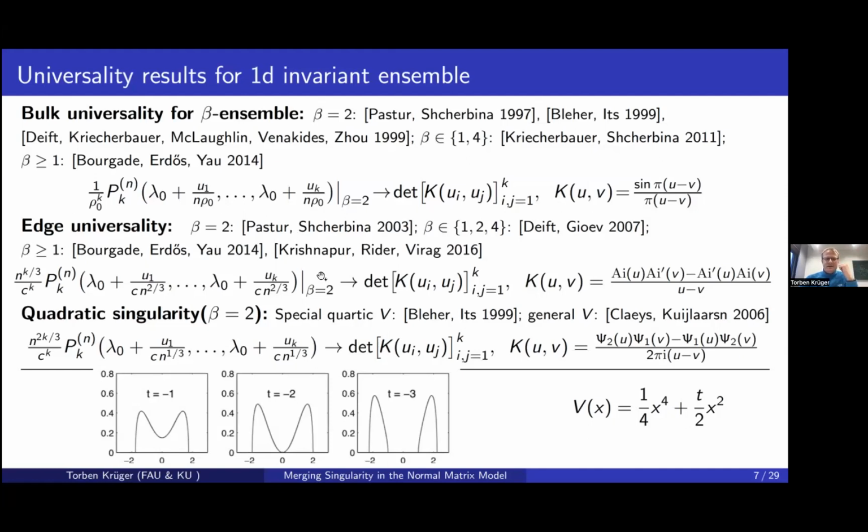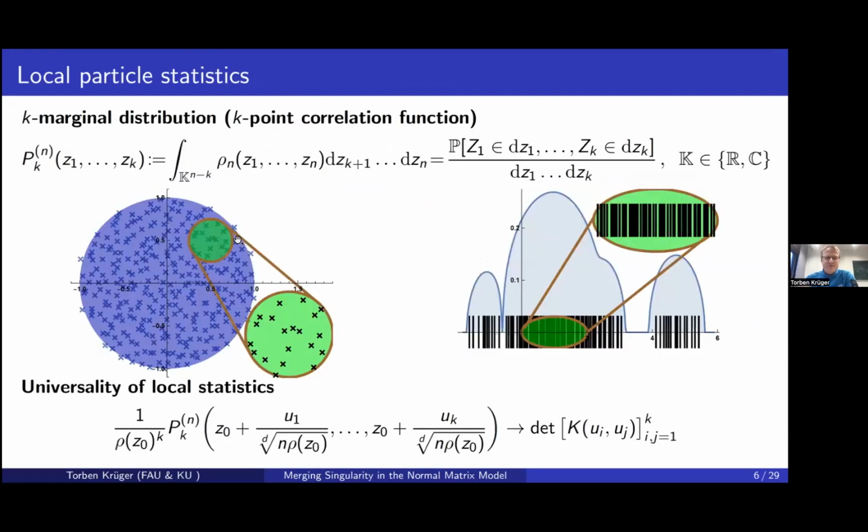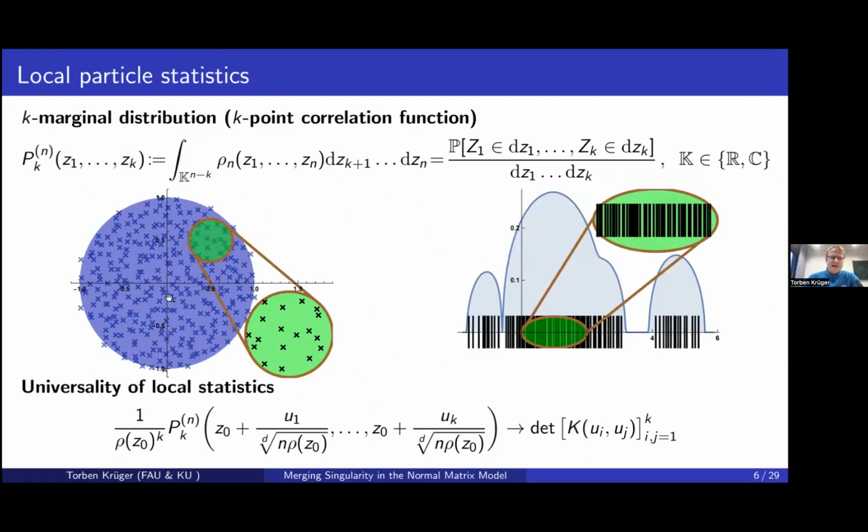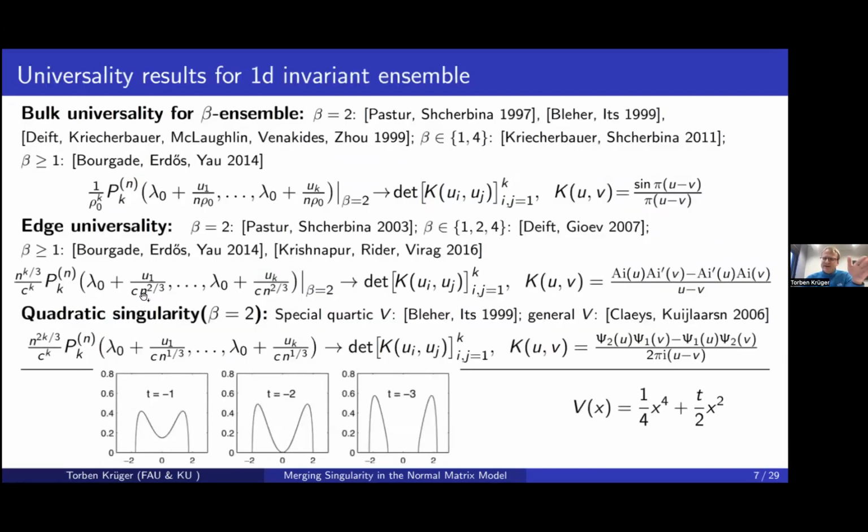Then in the case of the edge, which in the one-dimensional case is a square root edge, the same thing has also been shown for beta equal to 2, then for the classical betas, and then for arbitrary beta. And here, the typical spacing scale at the edge is n to the minus 2/3, so you have to scale correctly because the density tends to 0 at the edge. And then if you take the limit, you get the Airy kernel, built from the Airy function.